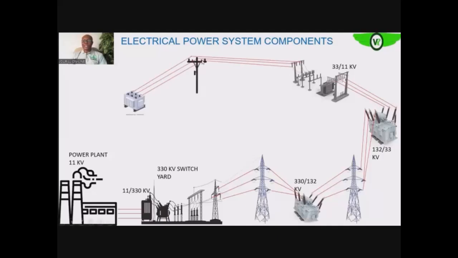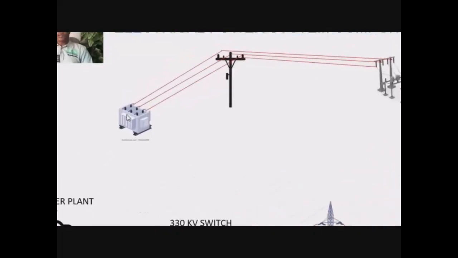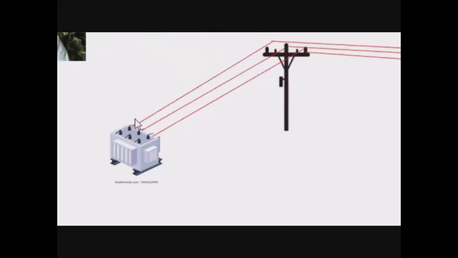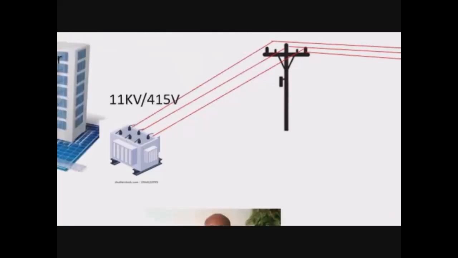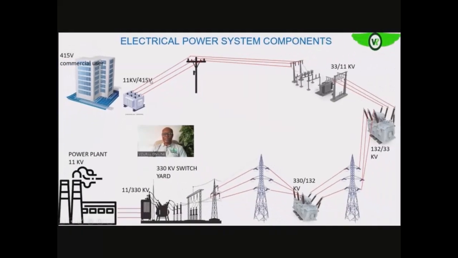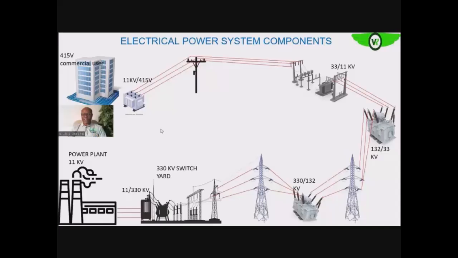From that 11, it goes to the distribution facilities, and then to your lower distribution transformer. So from here, from the 11 kV, this is the first distribution level. Then this transformer will take it from that 11 kV to about 415 volts. It is that 415 volts that will be used by your consumers in their various facilities.